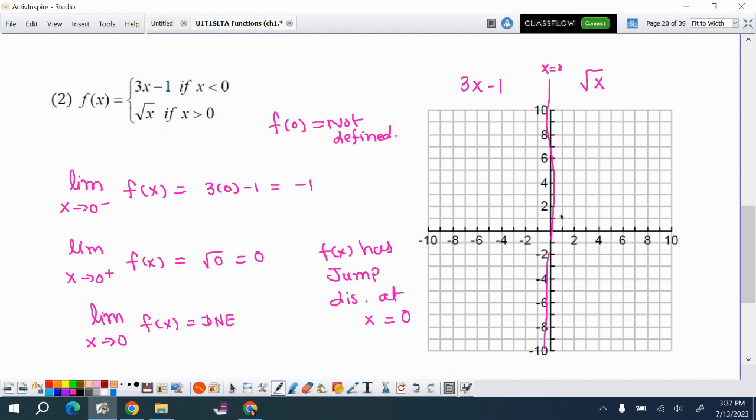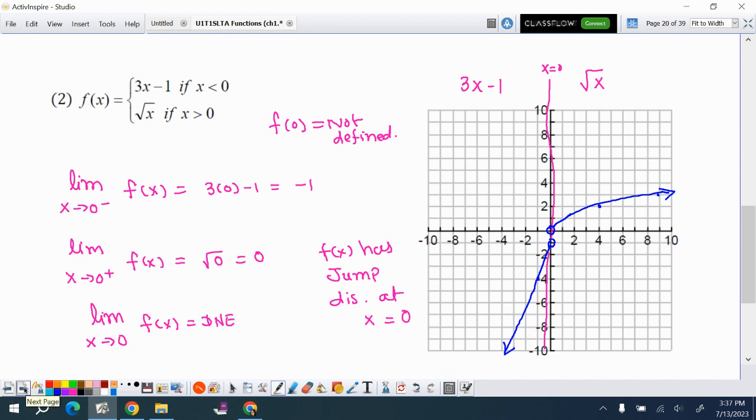If you are interested to sketch the graph, yes, you can see that both are open circles. This is an open circle, and the graph is this, and that is also an open circle, and the slope is 3. So that is the graph. The graph looks like that.